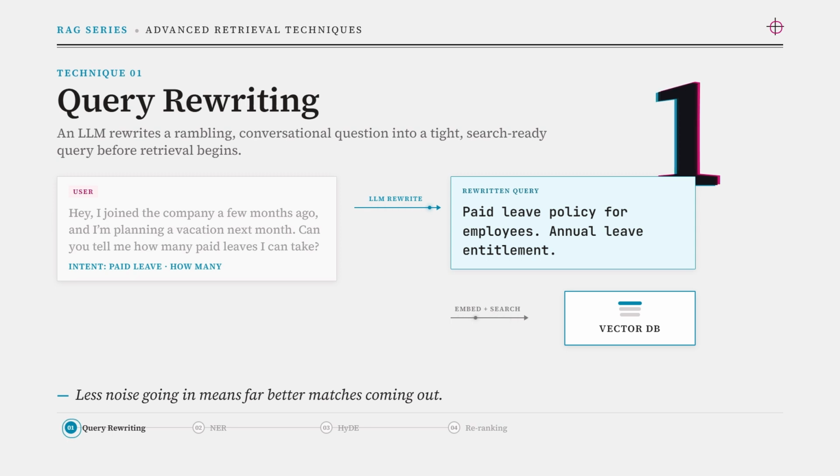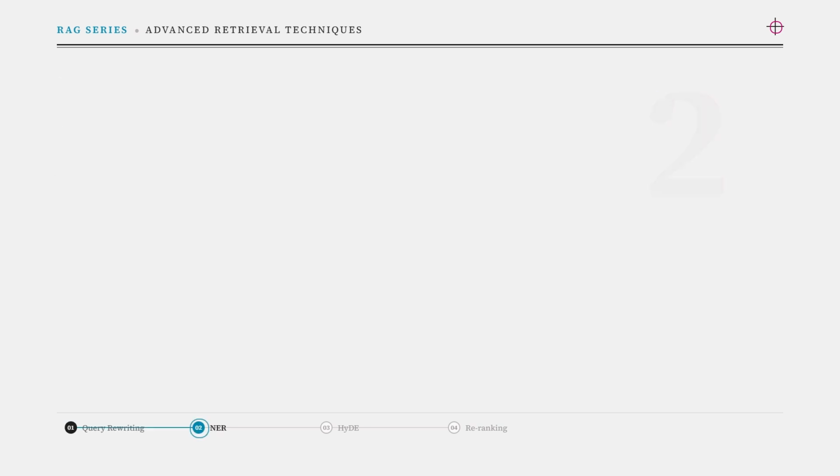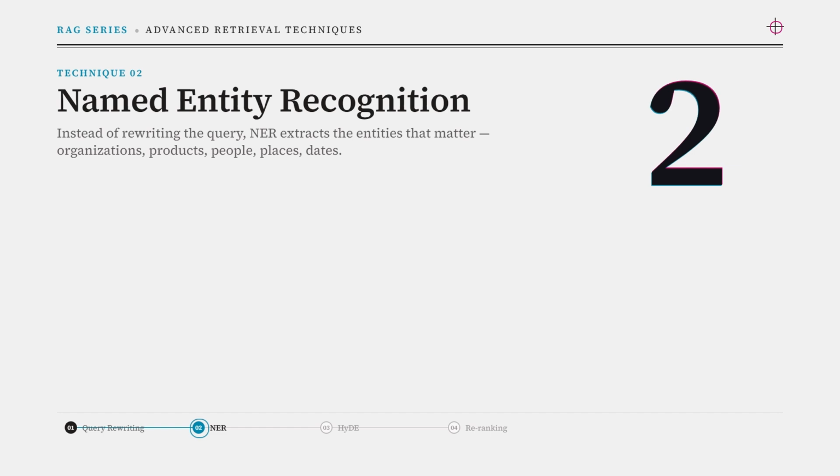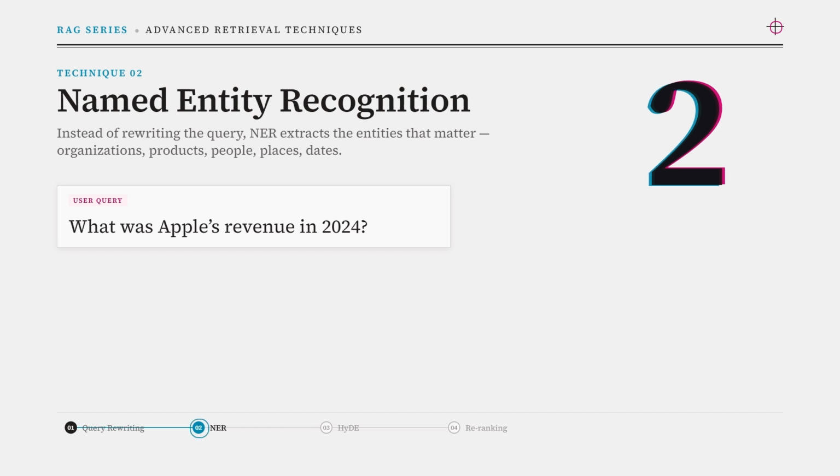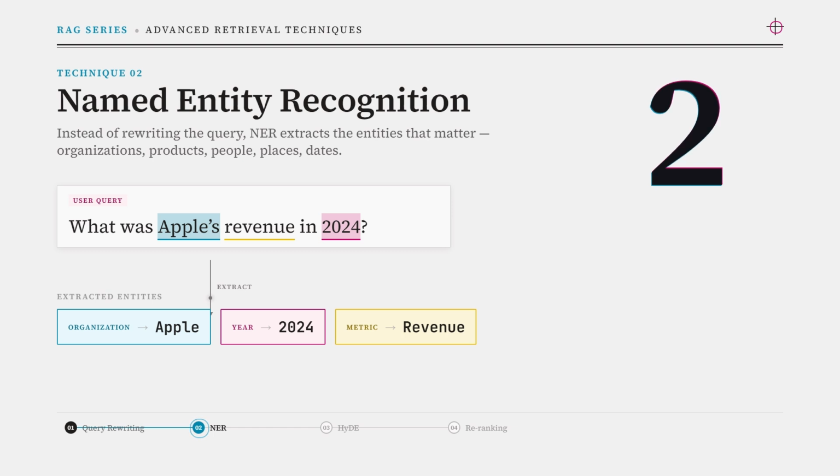The second advanced retrieval technique is named entity recognition, or NER. Instead of rewriting the user's query, NER identifies and extracts the key entities that matter, such as organizations, products, people, locations, and dates. For example, when the user asks, "What was Apple's revenue in 2024?" the system extracts 3 entities: organization as Apple, year as 2024, and metric as revenue.